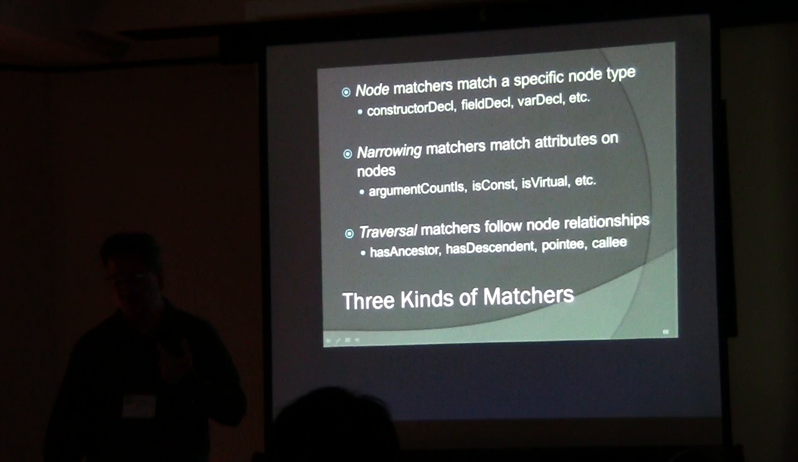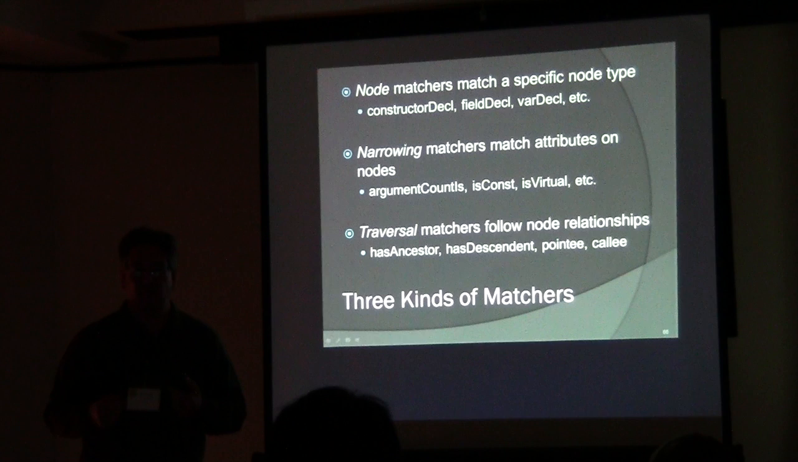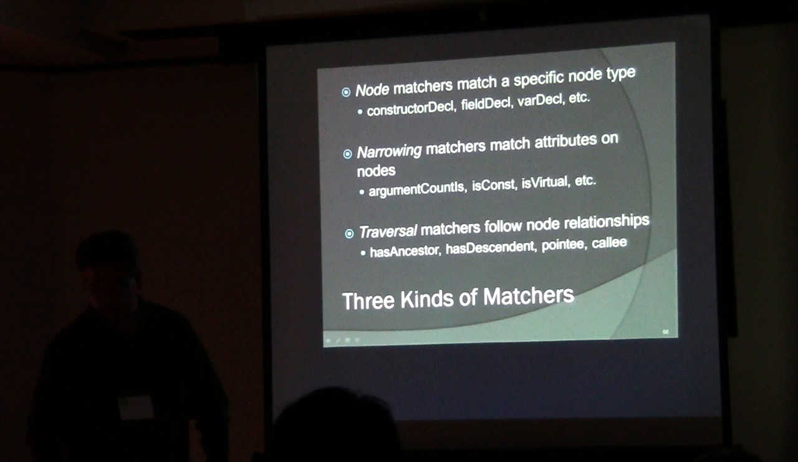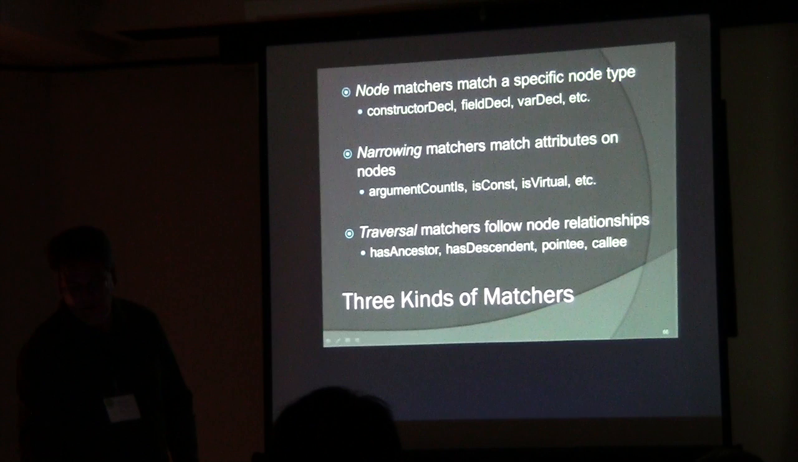There are also traversal matchers that allow you to express more complicated matchings based on relationships between nodes. So in our example, we saw an example where they used the callee matcher, where they were matching up between the caller and the callee. And you can use that to do parent-child relationships and all kinds of interesting things.